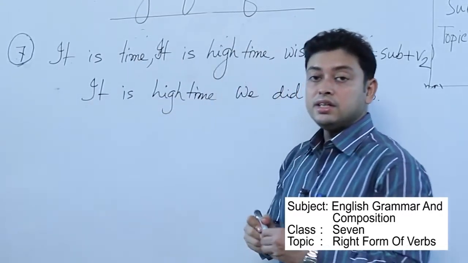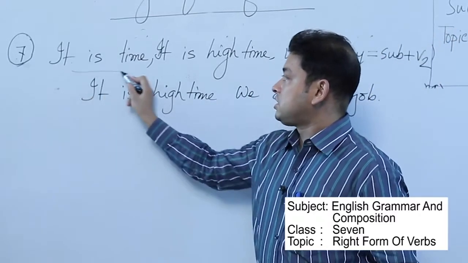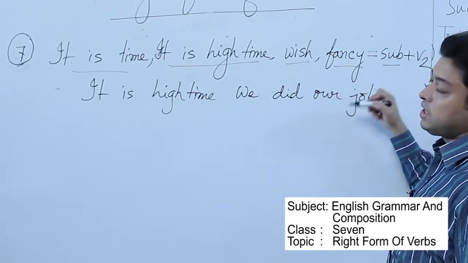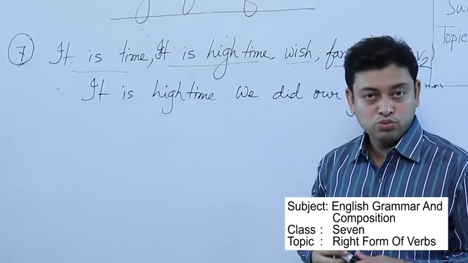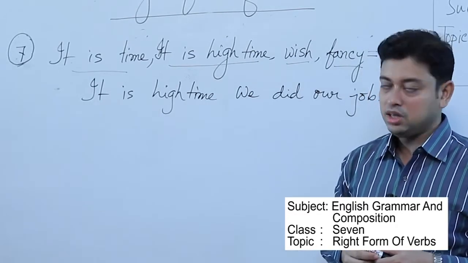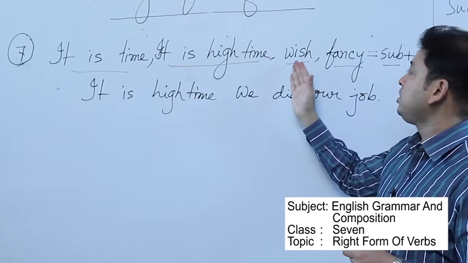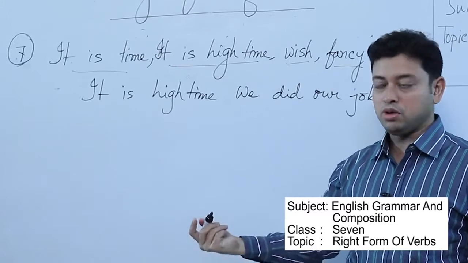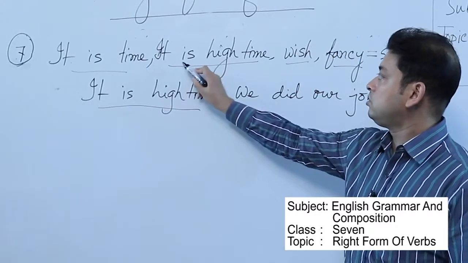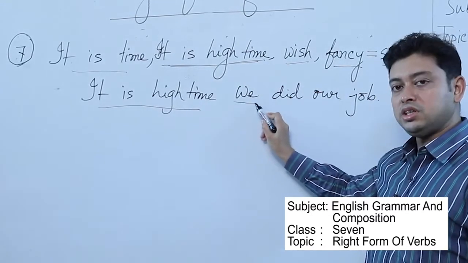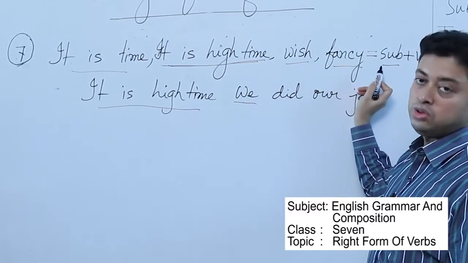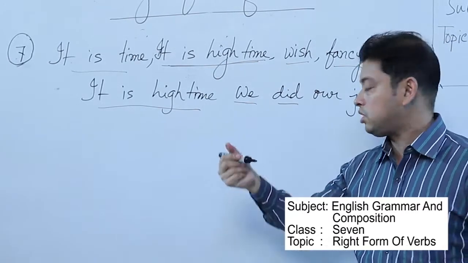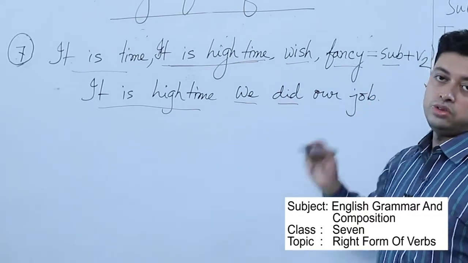According to this rule, if there is it is time or it is high time or wish or fancy, and after this there is a subject, then the verb will be of past form. You have to remember these things. It is high time is there, then the subject is we, then after this, according to this rule, verb will be V2. That means do is the main verb, it becomes V2, that means it becomes did our job.